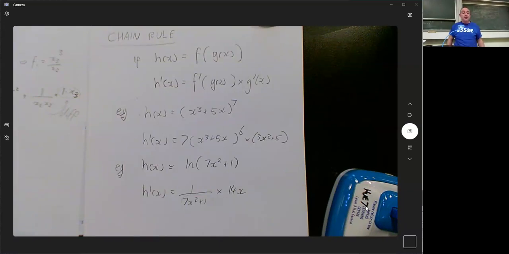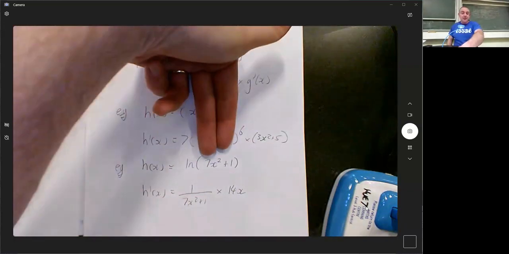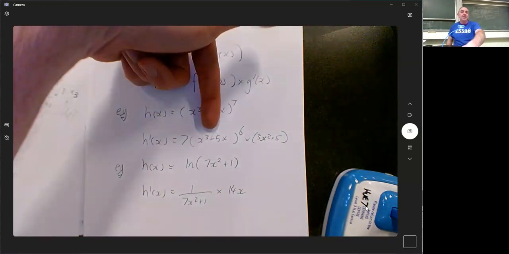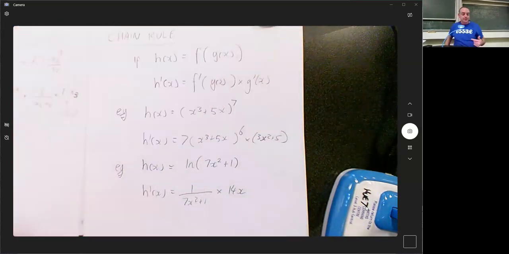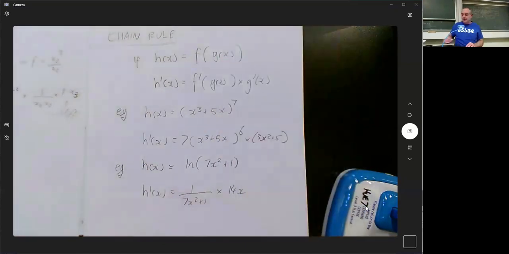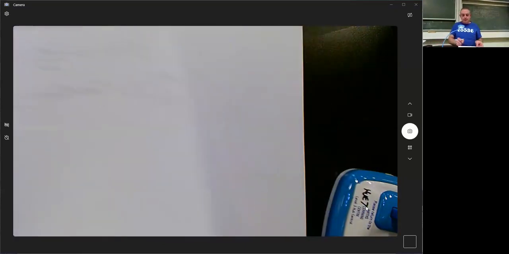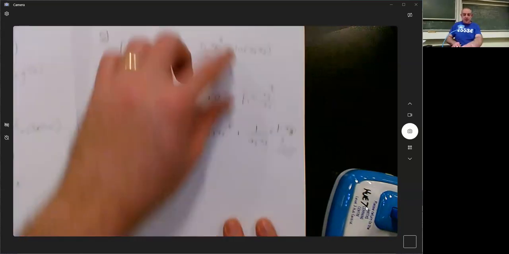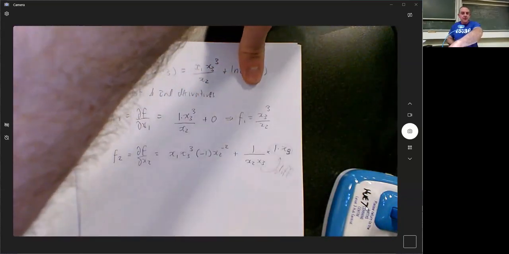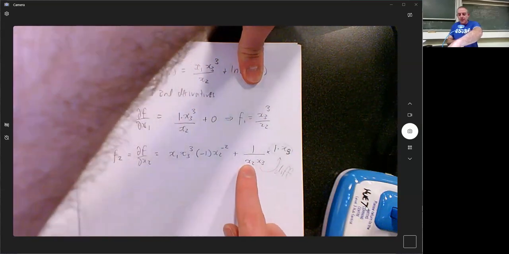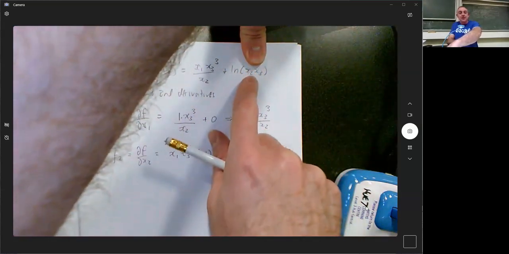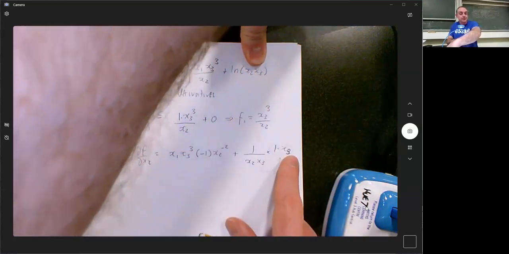So I find it most useful to think of it as: I cover that up, pretend it's an x, do that, and then put it back, and then multiply by the derivative of that. So when we were doing this thing, that's what happened here. ln of this, I covered that up and we did 1 over that, and then I multiplied by the derivative of that thing with respect to x2, which is x3.